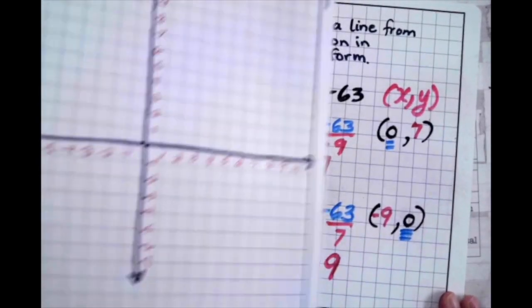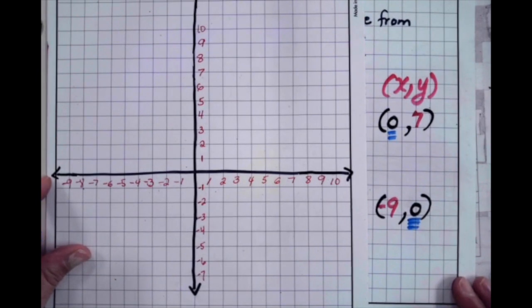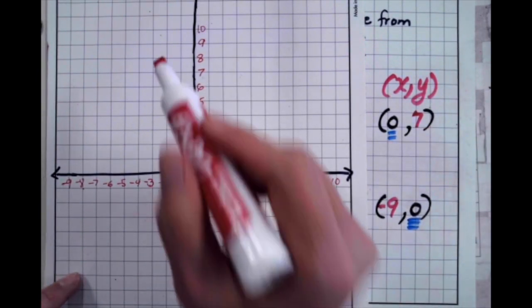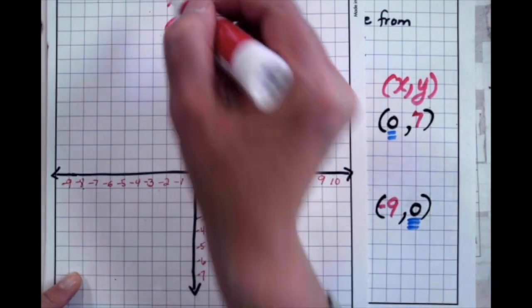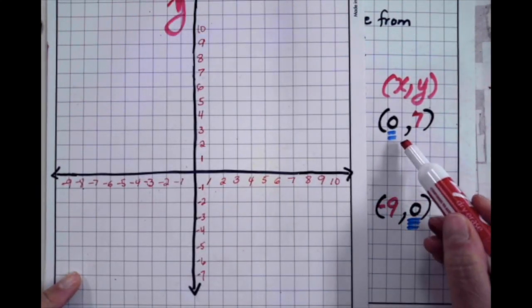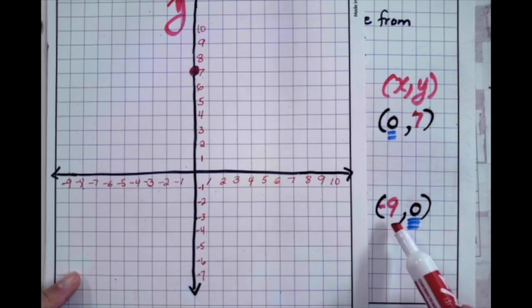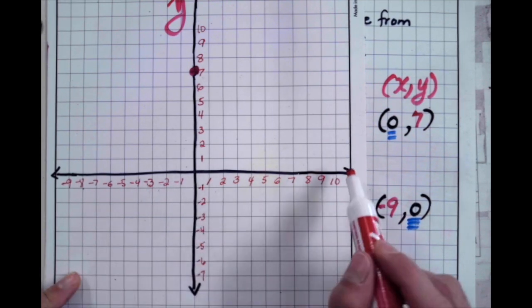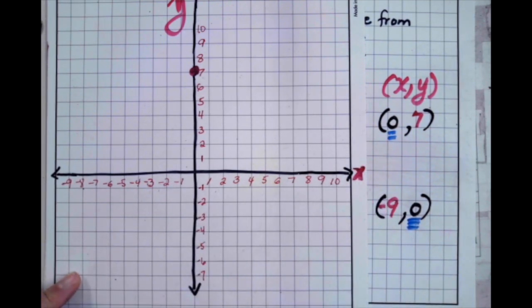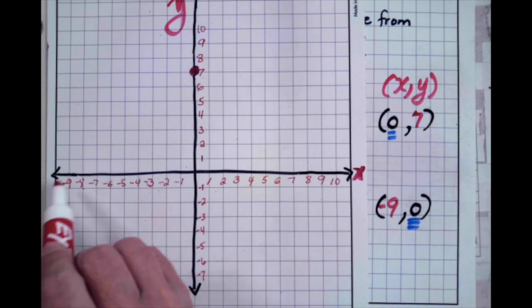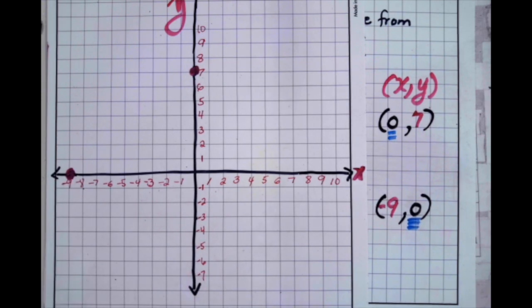So when I come over here to graph it, I have my 2 points. I have (0, 7). So 7 is in the y spot. So I'm going to go ahead. This is the y axis right here. So I'm going to put (0, 7) on the y axis. And then this one, negative 9 on the x axis. And remember, this is the x axis here. So I'm going to put (negative 9, 0), and that's actually going to go all the way over here on this side. So those are my 2 points.